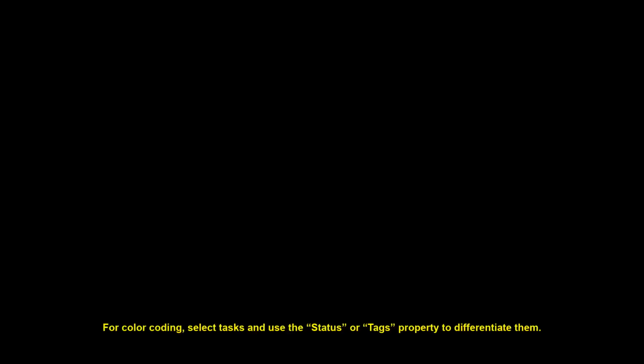For color coding, select tasks and use the status or tags property to differentiate them. Assign colors that correspond to project phases or team responsibilities for better clarity.